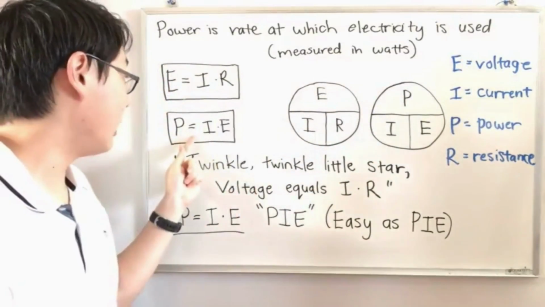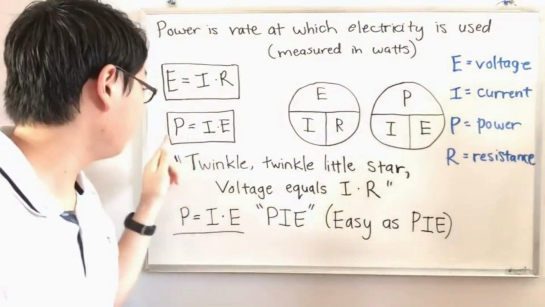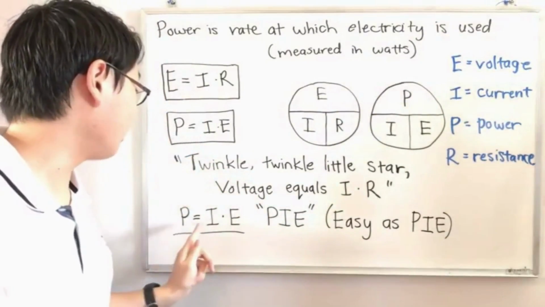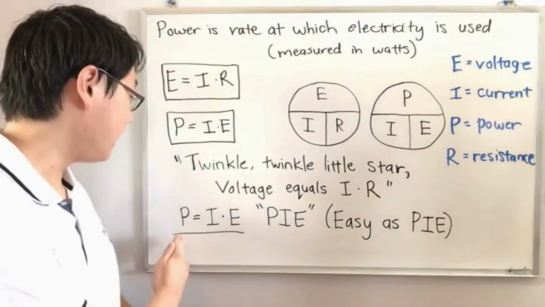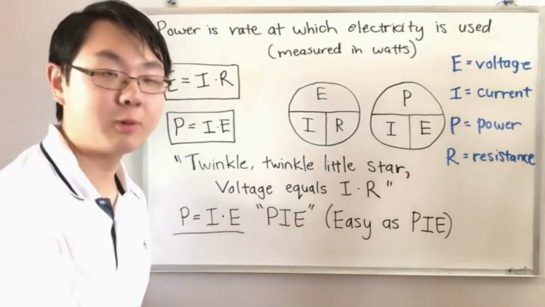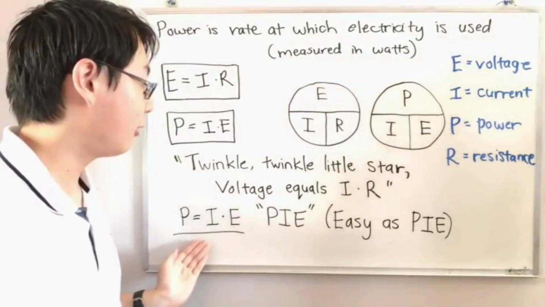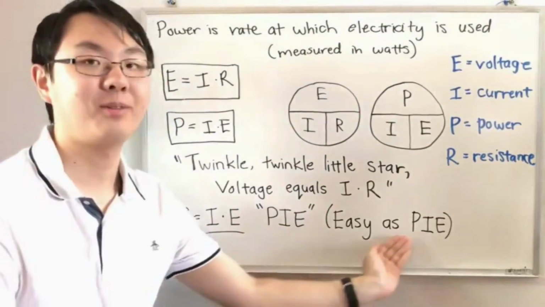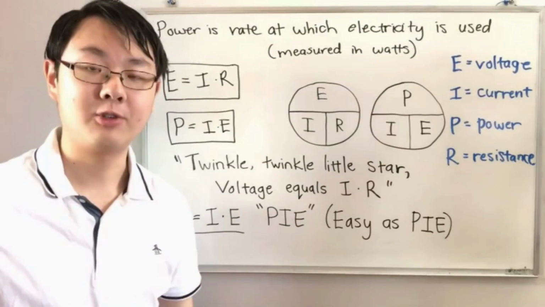And for this second equation, we also have a trick. Look at the letters. It's P equals I times E. It has the letters P, then I, then E. That spells out pi. So you can just remember the word pi, and then memorizing this equation becomes as easy as pi. Very simple once you get the hang of it.